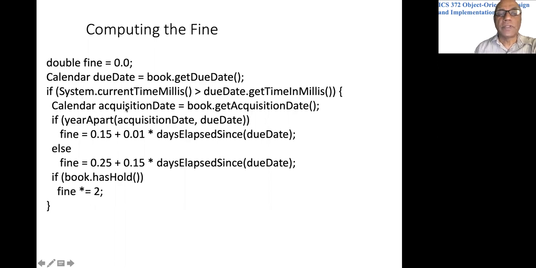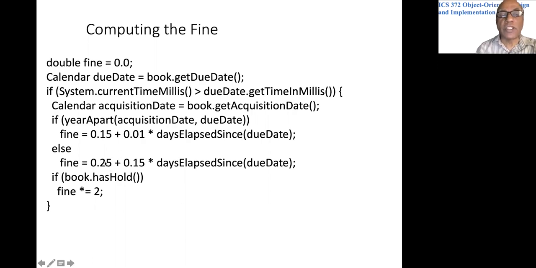And we get the acquisition date. And if the acquisition date and the due date are more than 1 year apart, we charge the user 15 cents for the first day that it is late and 1 cent, or we can change it to 5 cents, whatever, it doesn't really matter, for all days elapsed. I think I mistyped this. Maybe this should have been 5.